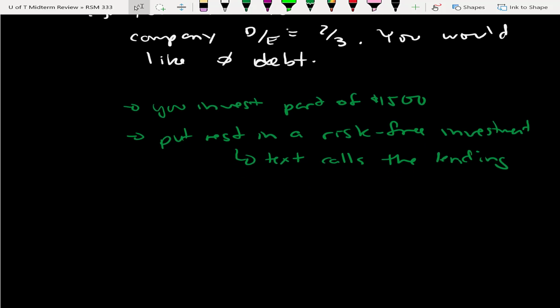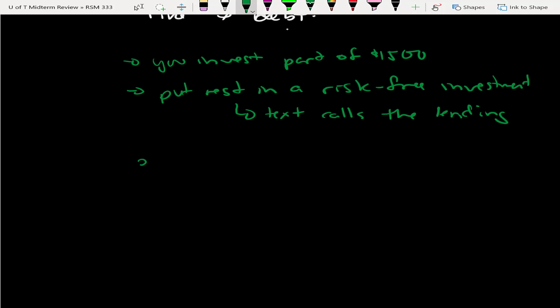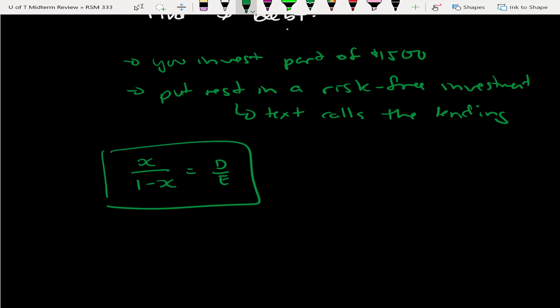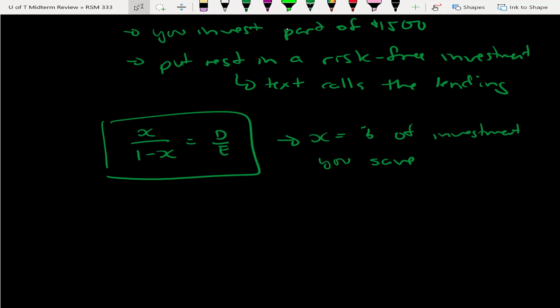So let's do the calculation for this scenario. And this time, you're going to need a formula. The formula is 1 over 1 minus x is equal to d over e. And in this formula, x is equal to the percentage of investment that you save. So in this case, we're told the debt-to-equity ratio is 2 over 3. Therefore, if we solve for x, x is equal to 0.4.